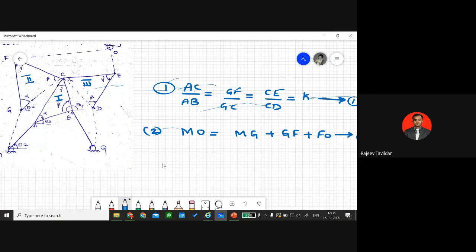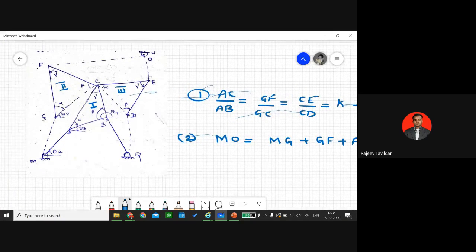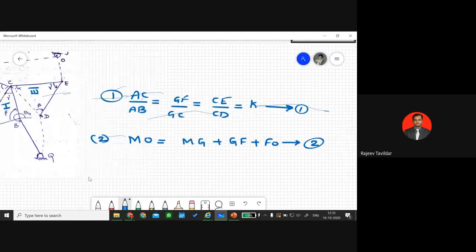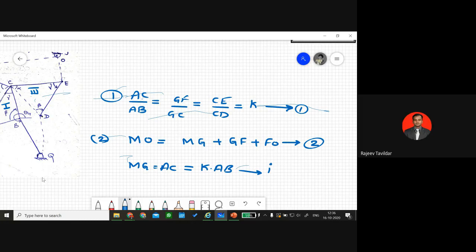So look at this parallelogram in this diagram. Look at this parallelogram MGCA. Can you tell me what MG will be equal to in terms of link length? AC. Exactly. MGCA is a parallelogram, so MG will be equal to AC. So I'll write that here. MG will be equal to AC. And what is AC equal to as per equation number 1? AC is equal to K into AB. Agreed? Yes, sir. Just write this as one equation.